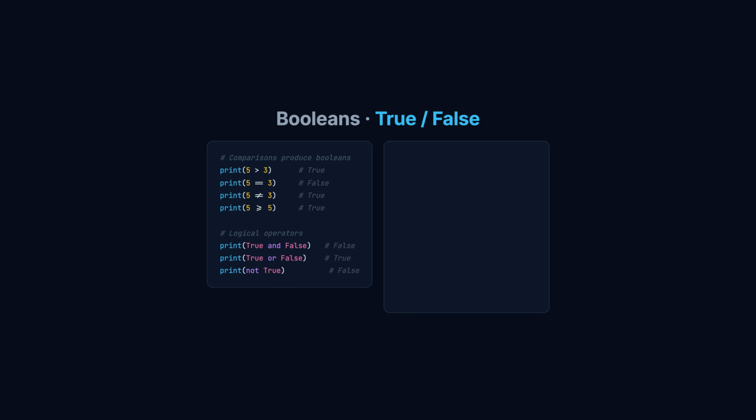You combine Booleans with 3 logical operators: and, or, not. True and False is False. Both sides have to be true for and to be true. True or False is True. At least one side has to be true. Not True is False. It flips the value.